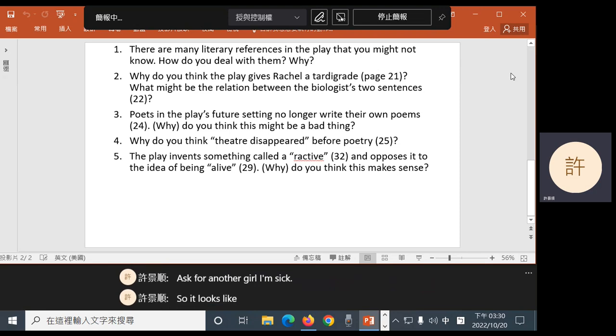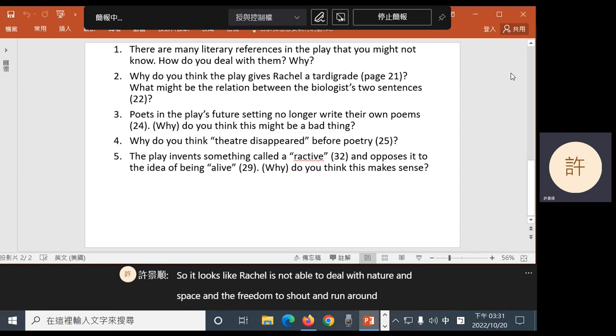So it looks like Rachel is not able to deal with nature and space and the freedom to shout and run around. We mentioned last week that Rachel's life is very controlled in even the most detailed parts. So when she's given such freedom, she doesn't know how to handle it. And being unable to handle freedom presents itself in her body as a feeling of being sick. Kind of like when we're sitting in a moving car and our body cannot handle that kind of movement, we feel car sick.